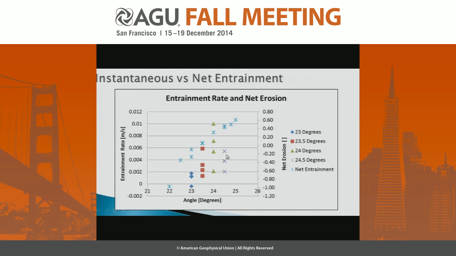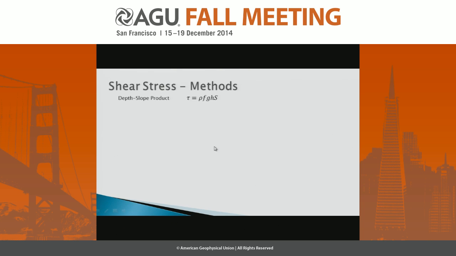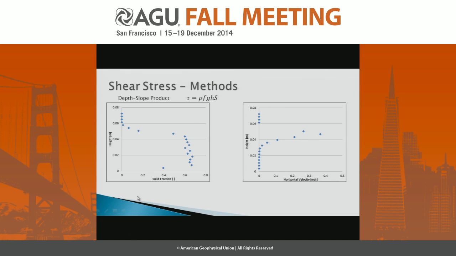And then again, to understand a little bit more about this, we look at shear stress, another property of the flow. In order to do this, we used the depth slope product just as an initial method for finding the shear stress. So we've got the density of the particles times the solid fraction to get the overall density of the flow, and gravity, and the height and the slope. The height was determined, again, using our solid fraction and our horizontal velocity profiles.